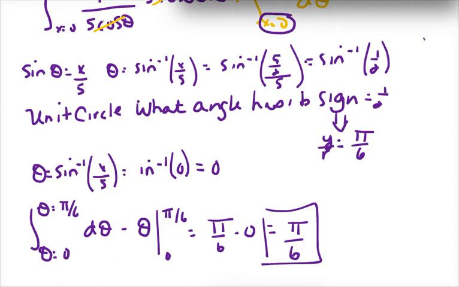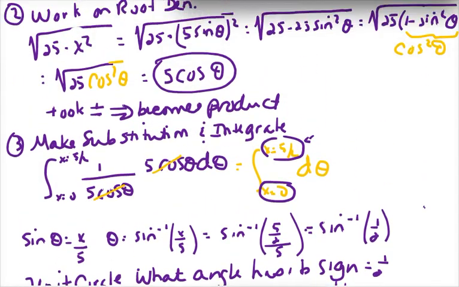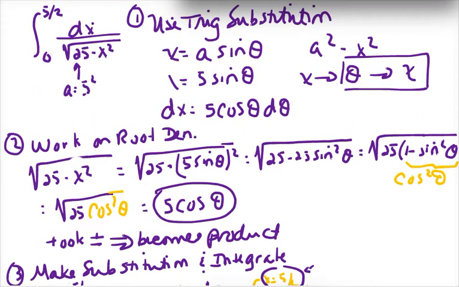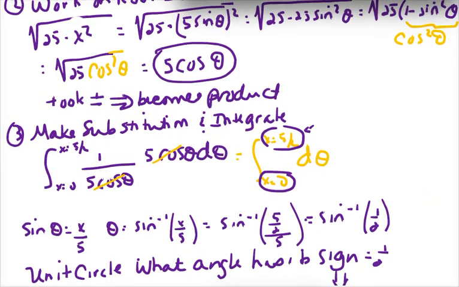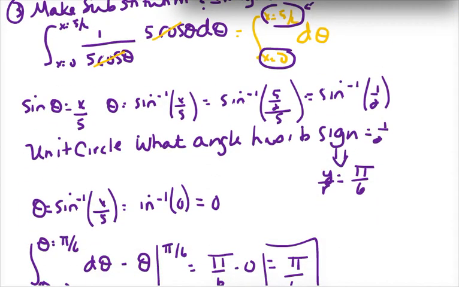And again, when we have an indefinite integral, we're going to need to use a reference triangle to get back to x, because the integral is in terms of x. So in summary, let me just summarize here so you understand what we did. We just found the integral from 0 to 5 halves of dx over the square root of 25.